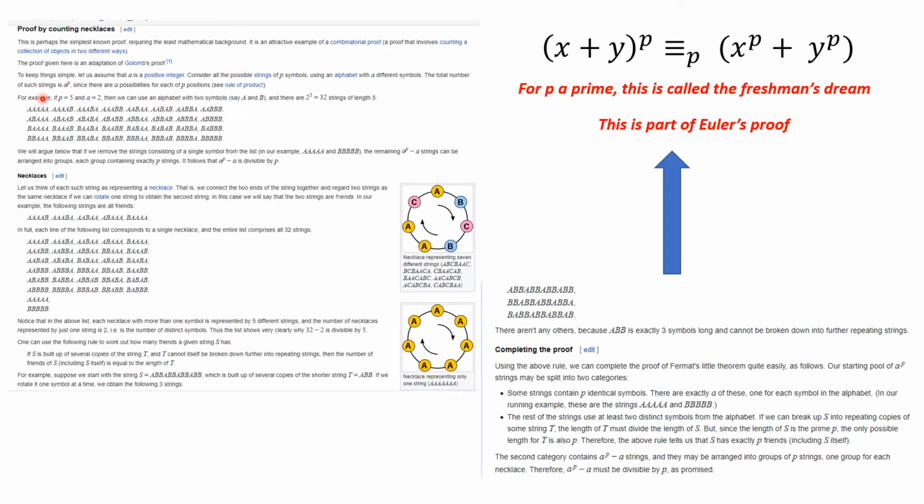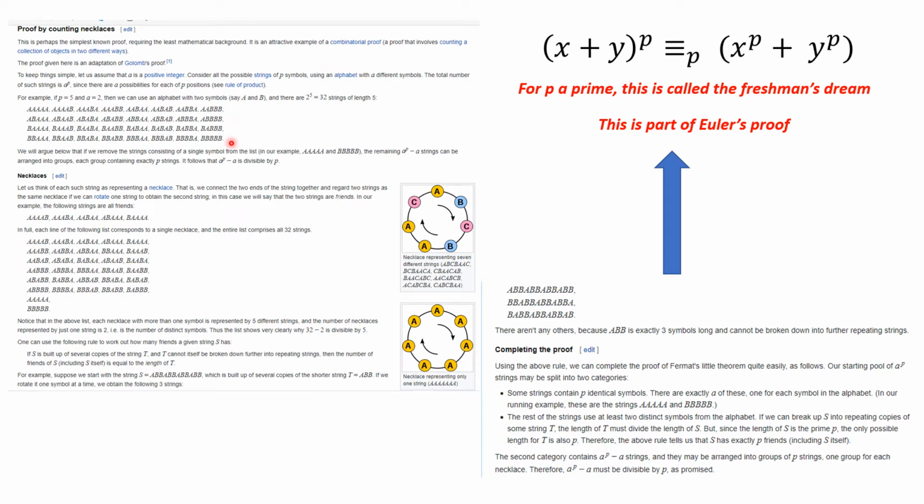Okay, so to set up the visual, assume that a is a positive integer and consider the possible strings of p symbols, using an alphabet with a different things. Let's suppose, for the sake of an example, p is 5, so each string is 5 long, and a is 2, so my alphabet is 2, and let's just assume it's A and B. Then there are 2 to the 5th equals 32 strings of length 5 possible, and here they all are.